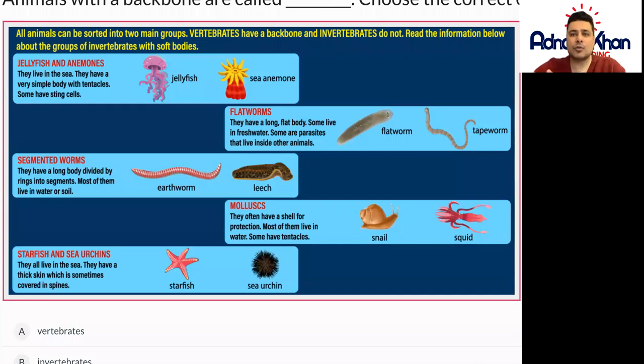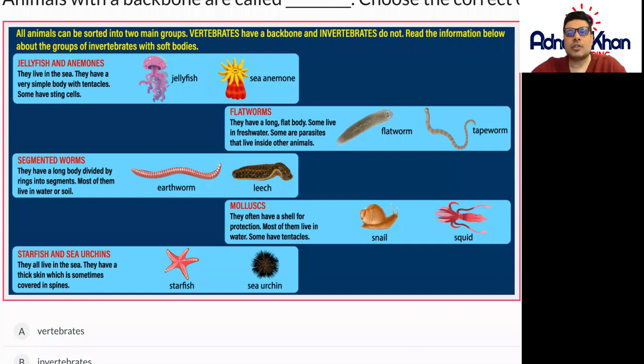So all animals can be sorted into two main groups. The first group is what we call vertebrates, and all vertebrates have a backbone. And invertebrates do not have a backbone. So that's the difference between the two words. Vertebrates have backbones, and invertebrates do not have backbones.